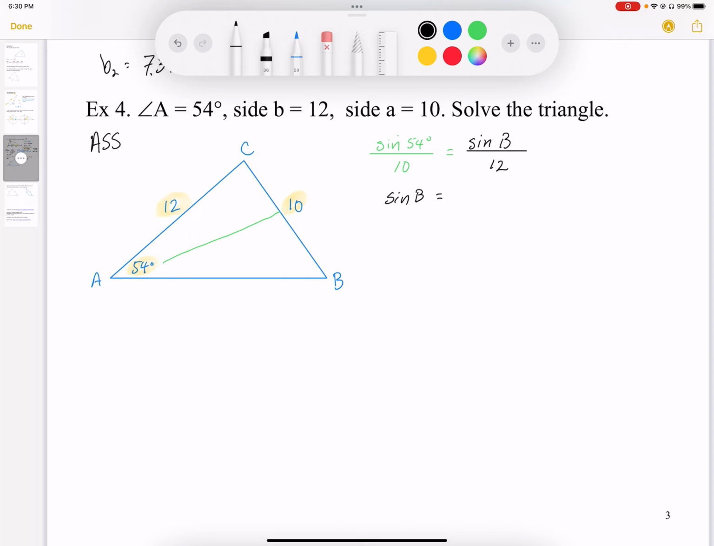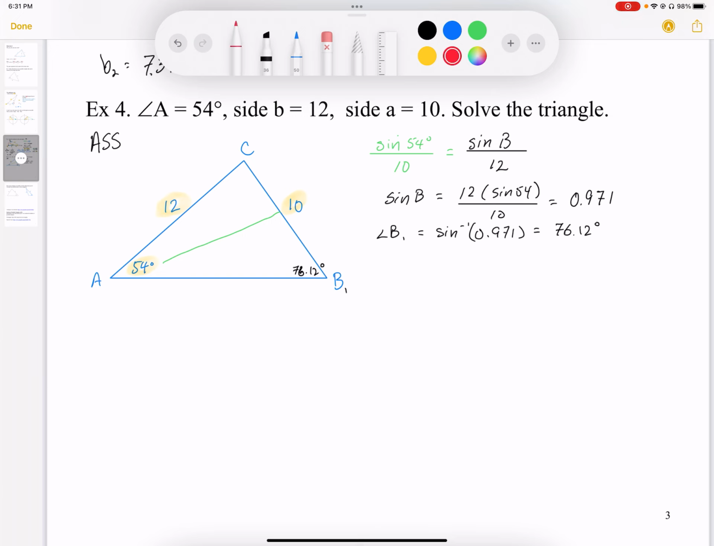So sine B, when I work this out, I'm going to rearrange this. So 12 times sine of 54 degrees over 10. And the decimal value for this works out to be 0.971 when I round that. So then angle B, I'm going to call that angle B1 because that's from my calculator. I'm going to do the inverse sine of that. And angle B1 I get is the acute angle, 76.12 degrees. The way I've drawn this happens to be the acute angle, so that's 76.12 degrees.